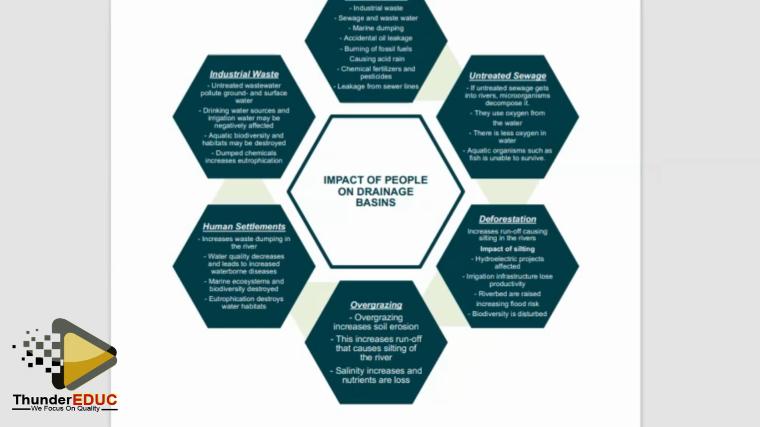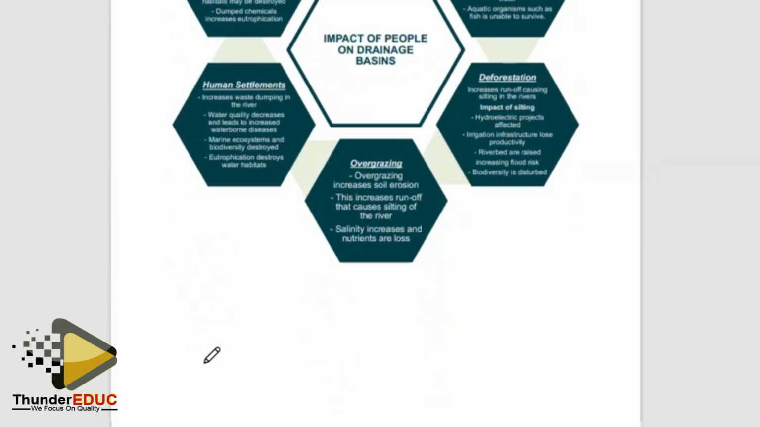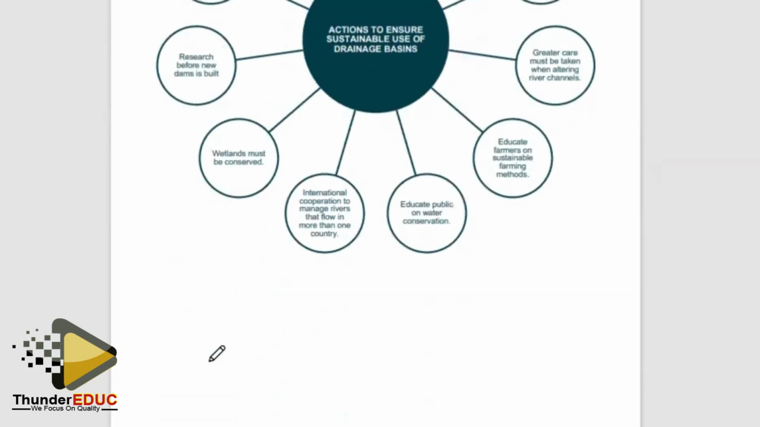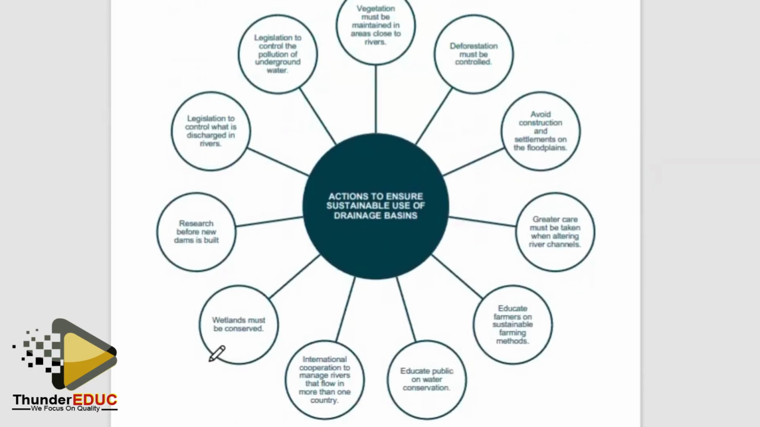I think it's typical. Some industries do pollute the river or the water sources, which will also mean that they are going to compromise the quality of the water resources. Then what should be done to make sure that our drainage basins are safe? We must maintain vegetation. We can also use legislation, which means the laws.